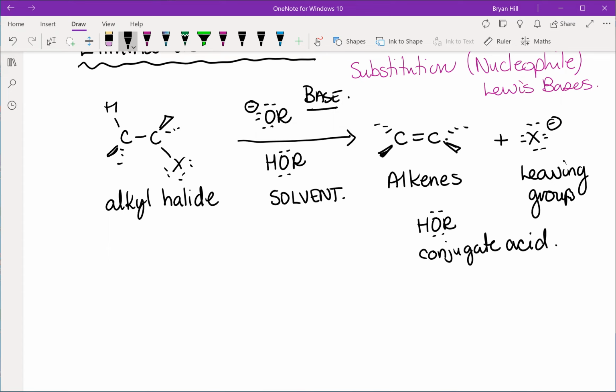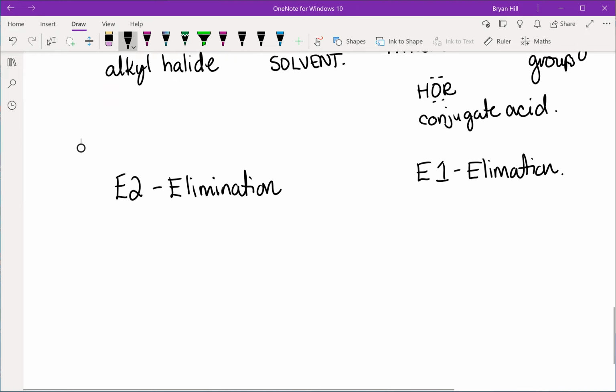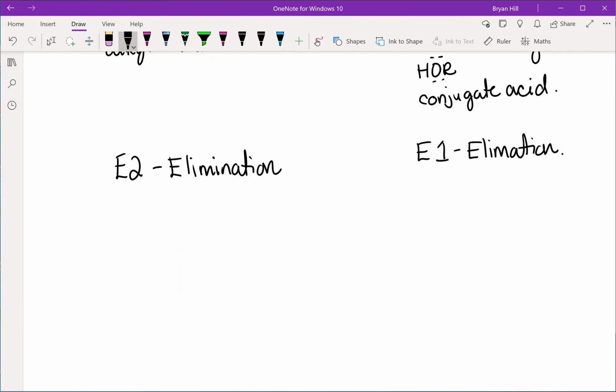So just like in the substitution reactions, there's two types of elimination reactions. There is the E2 elimination and the E1. And just like with the substitution reactions, they are going to be very similar in their mechanisms, their rates, and the conditions by which these things take place.